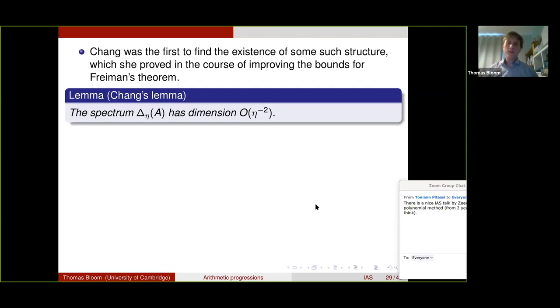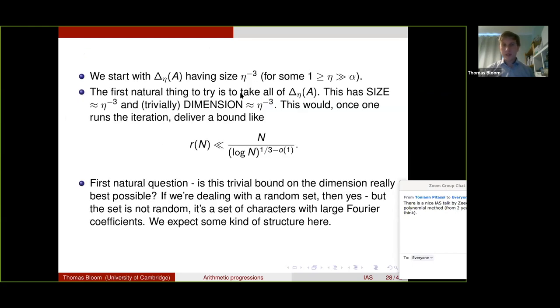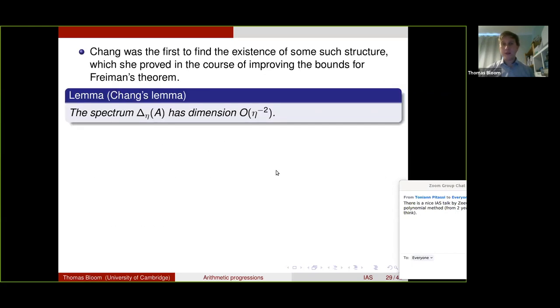So Chang was the first to find the existence of some such structure. In fact, she didn't do this for the purpose of Roth's theorem. It was another application in additive combinatorics, improving the bounds for Freiman's theorem. But very loosely, it says something like the following, and this applies very generally: if I have any eta level spectrum of a set A, any eta, any A, no additional hypotheses at all, then it has dimension basically at most eta to the minus 2. Which is a definite improvement on this trivial bound of eta to the minus 3.